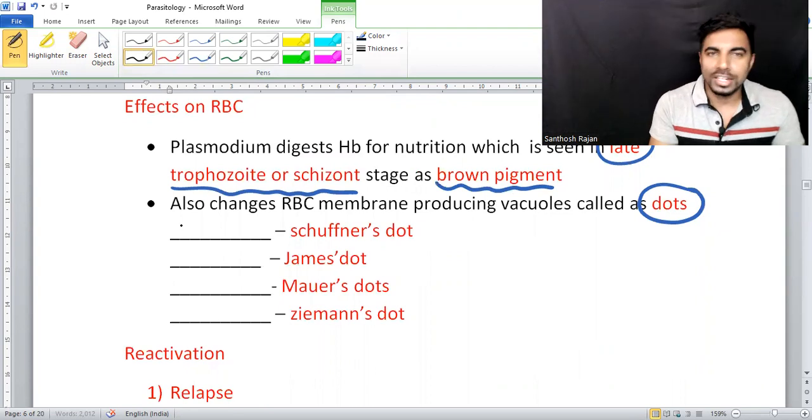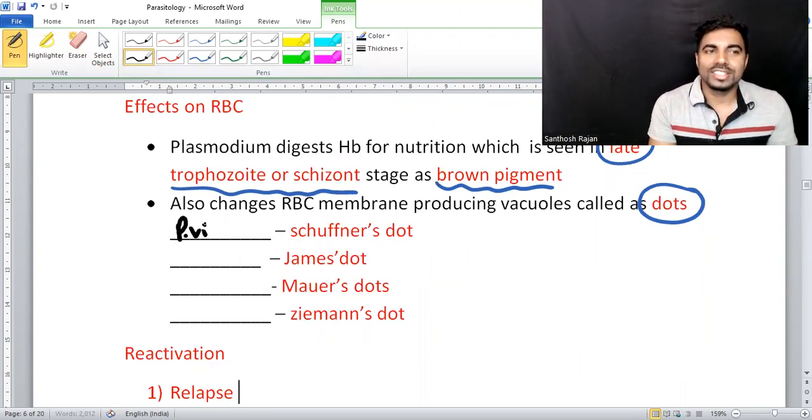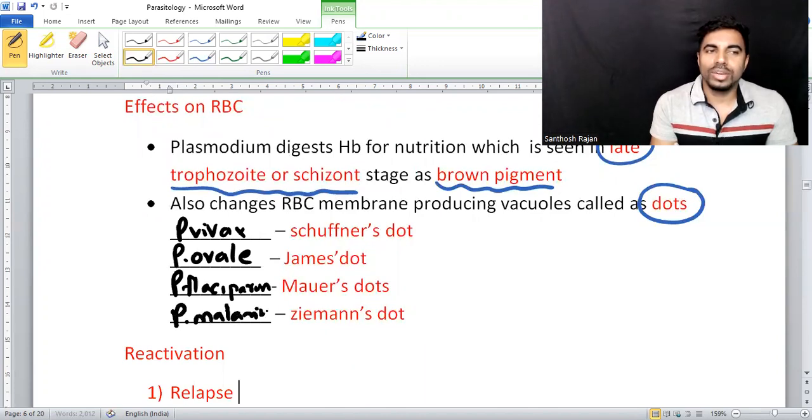So very simple. I'll give you the clue. Don't worry. Schüffner's dot is for Plasmodium vivax. James's dot is Plasmodium ovale. Maurer's is Plasmodium falciparum. And Ziemann's is Plasmodium malariae. Okay, remember, this is a very, very important question.